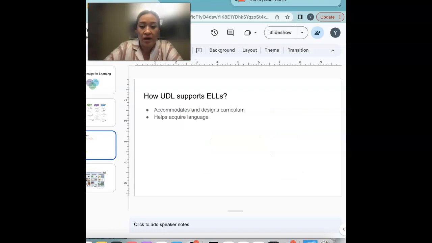Using the UDL framework supports English language learners in the classroom because it accommodates and designs a curriculum that is adapted to help those ELL students. It helps ELL students acquire the language in a meaningful way that will allow them to be successful learners. In the classroom, it will look like building background knowledge and anticipating lessons in order to make sure that all students know the goal of the lesson and are given access to resources in a variety of forms. For example, visuals, graphic organizers, text-to-speech, or having flexible options for students.